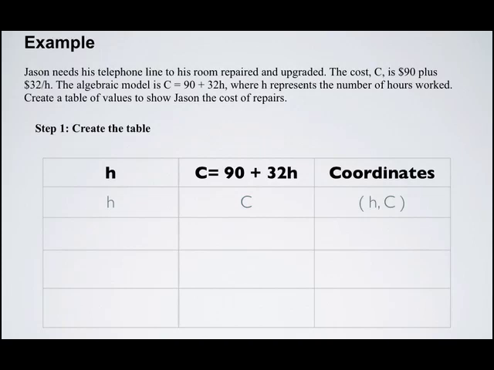Step 1 is create the table. We have the headings here all set up for you with H, C, and we're going to add an extra column for our coordinates. That'll be the ordered pair of the data with the independent variable first and the dependent variable second. Go ahead now and complete the table of values and then come back to see if you have the same responses.